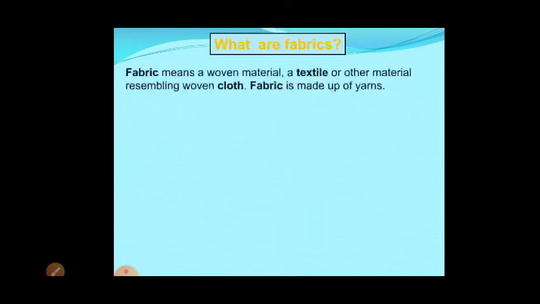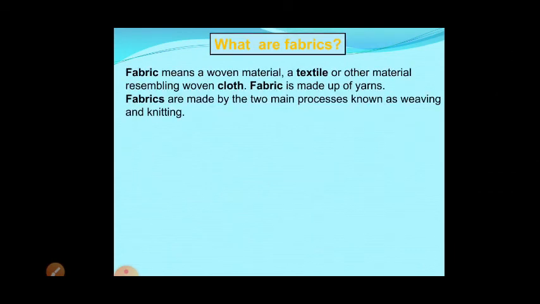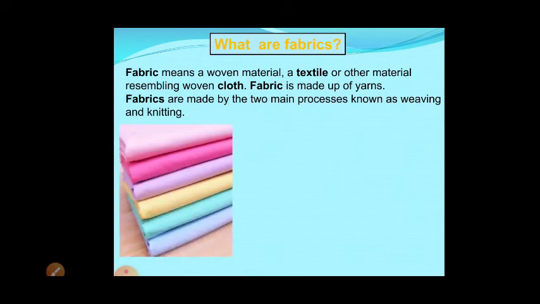Okay, so fabric means a woven material or textile or other material resembling woven cloth. Fabric is made up of yarns. Fabrics are made by two main processes, known as weaving or knitting. Our sweaters, shawls and mufflers, all these woolen clothes, are mainly made with the help of knitting.